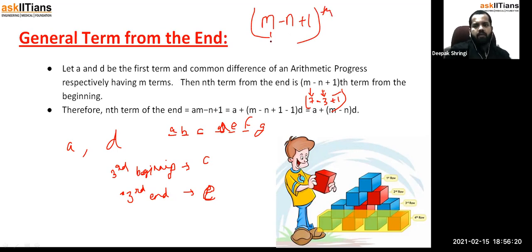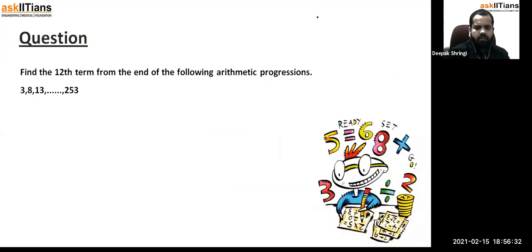So just remember the formula m minus n plus 1 from the beginning. Where m is the total number of terms you have taken, n is the nth term from the end, and plus 1. We'll do a question that will make it more clear. Find the 12th term from the end of the following arithmetic progression. You are given an arithmetic progression 3, 8, 13.